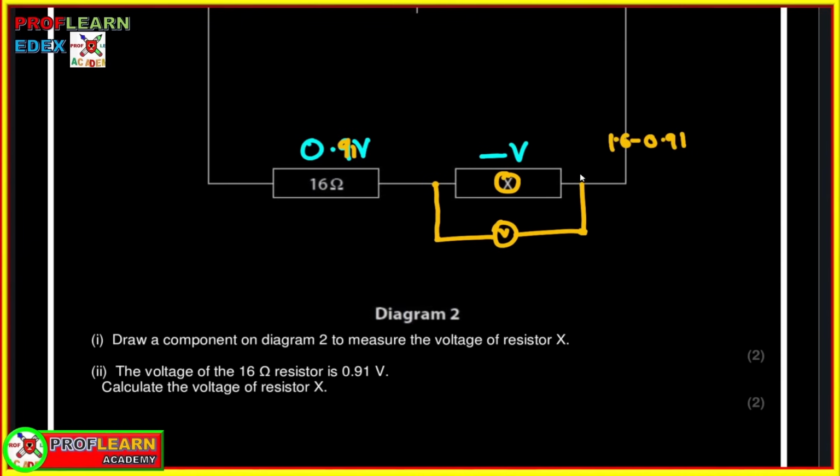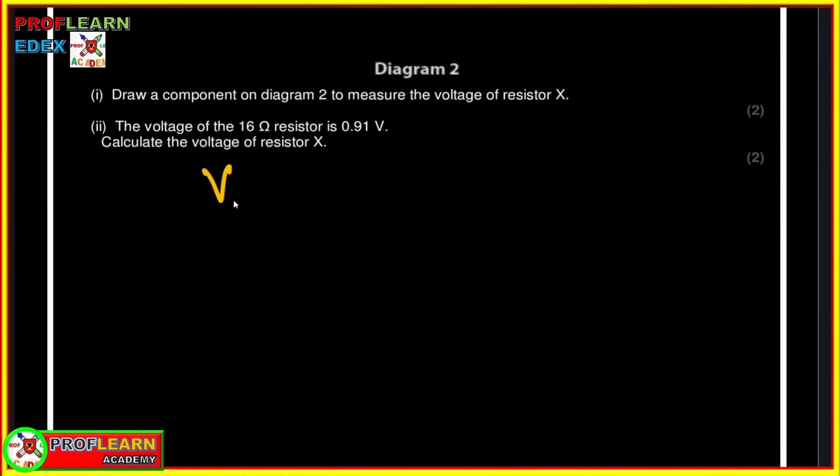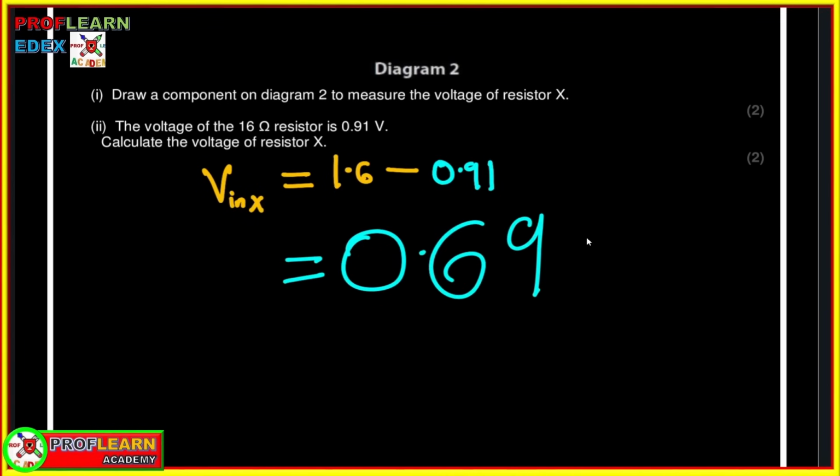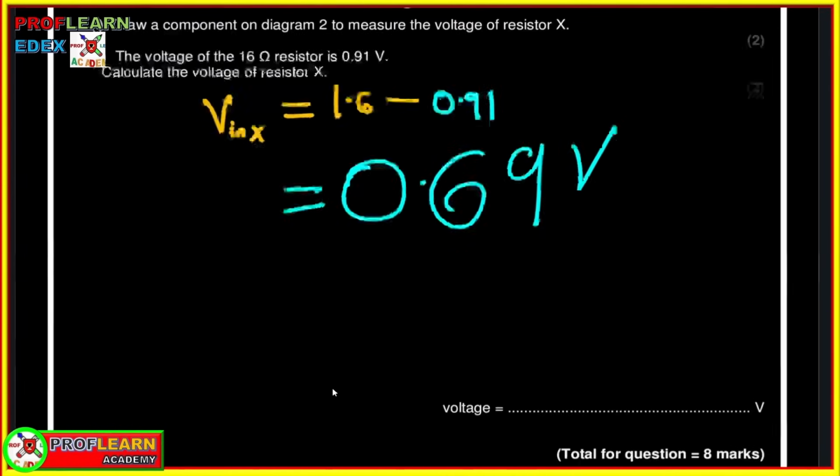0.91 subtracted from 1.6, and that's going to translate to what? This is going to translate to 0.69 volts.